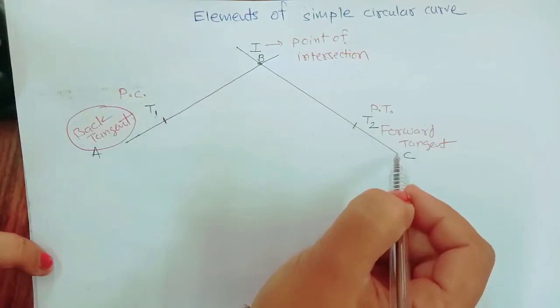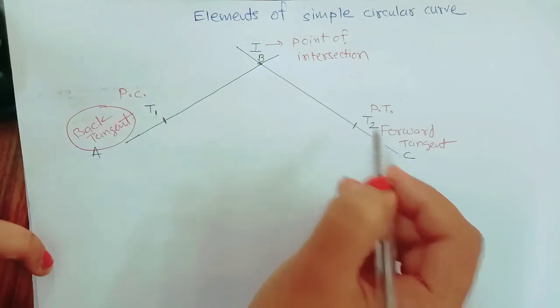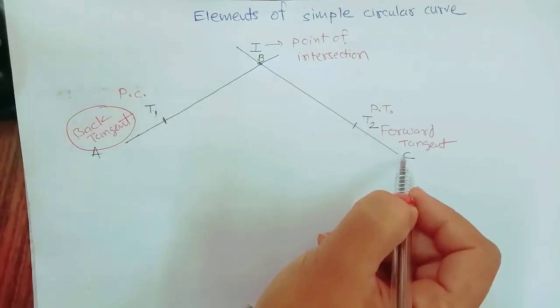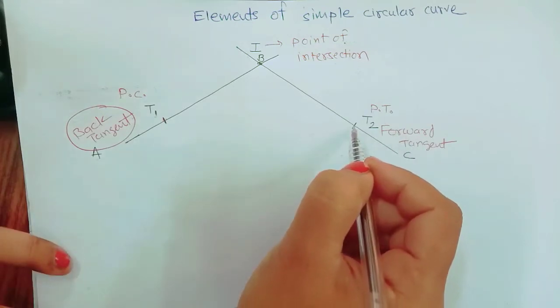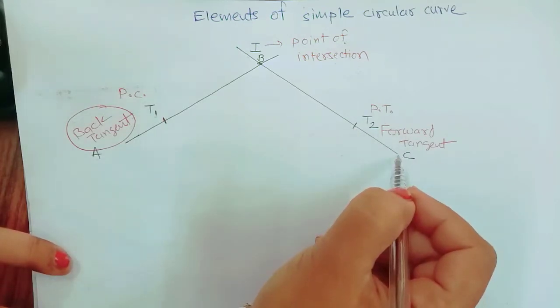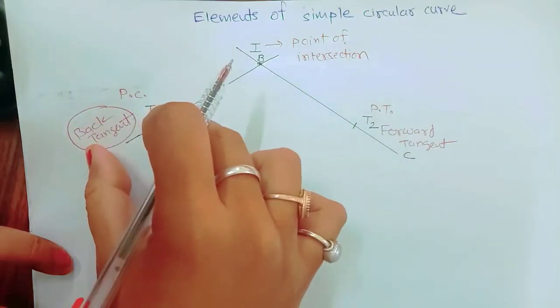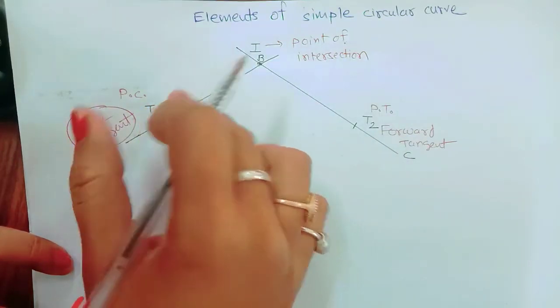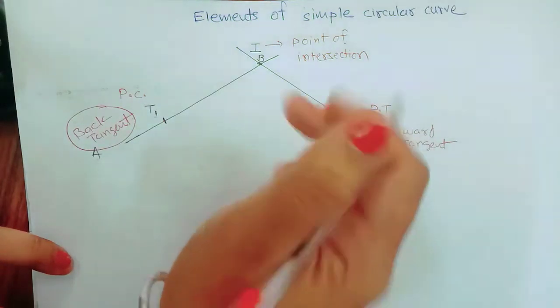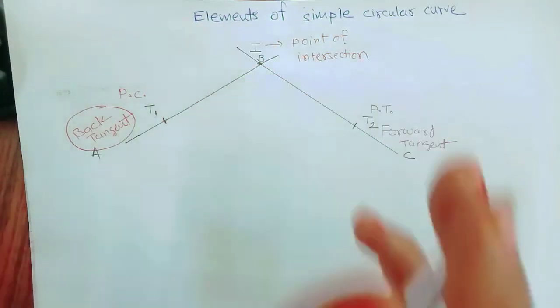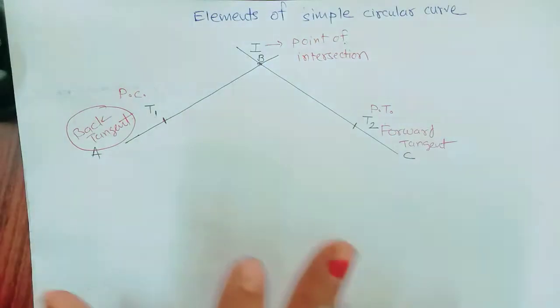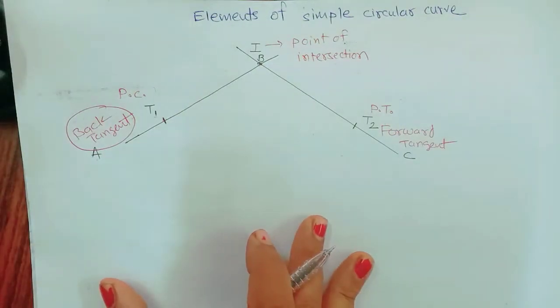Now if we want to define forward tangent, then the tangent line after the end of the curve is called the forward tangent. So here line T2C is the forward tangent. Now point of intersection, so where the back tangent when produced forward and forward tangent when produced back meet, so that is known as a point of intersection. So these are three simple definitions and these are also three elements of a simple circular curve.